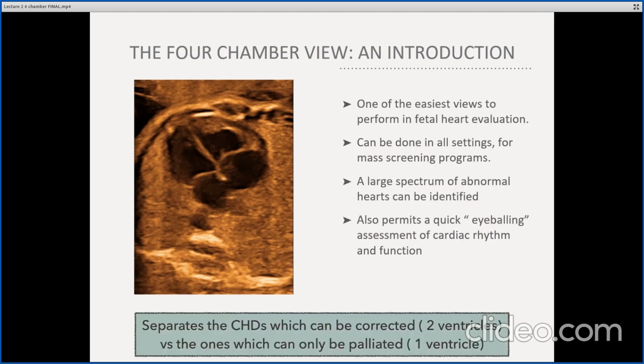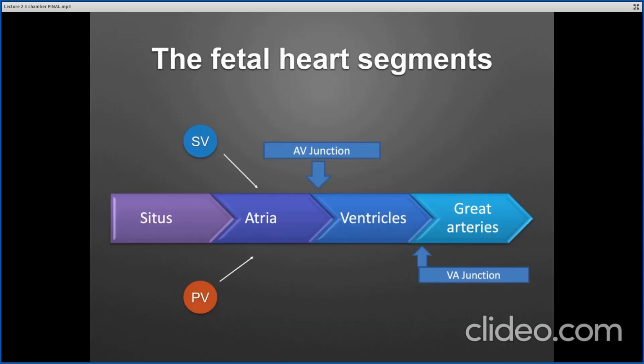And from a prognostic point of view, the 4-chamber view will help to separate the congenital heart defects which can undergo a complete correction versus the ones which can only be palliated and need multiple operations. Typically, the correctable problems have an intact 4-chamber view with 2 good-sized ventricles, while the ones which are complex, which can only be palliated, typically have an abnormal 4-chamber view with hypoplasia of one or the other ventricle.